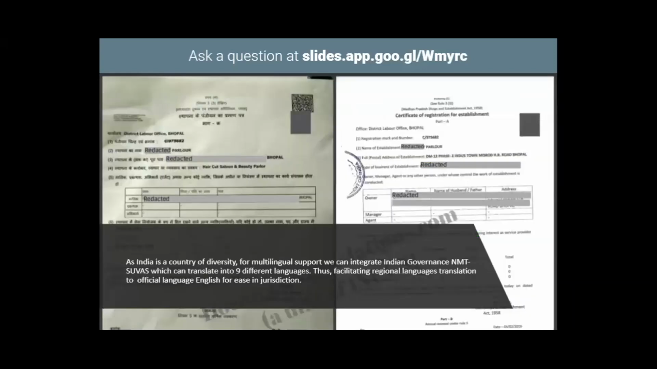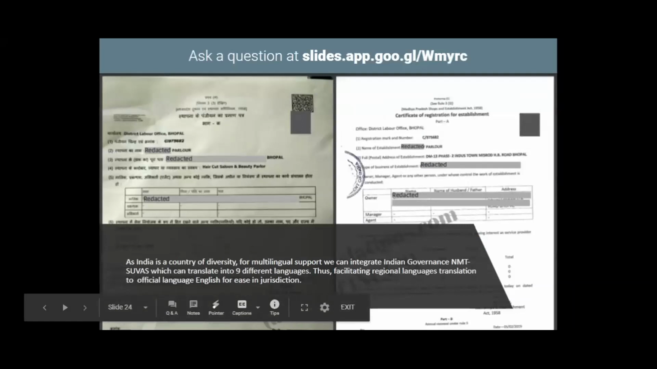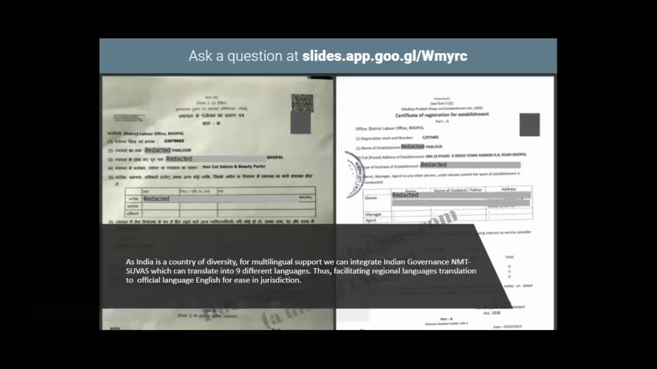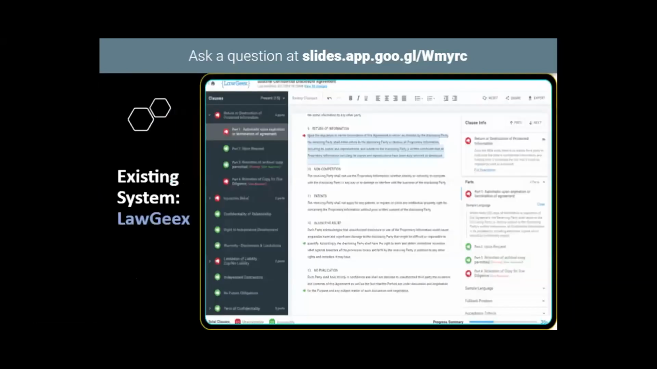Okay, so we are going to integrate this with NMT SUAS, for different vernacular languages, that is already implemented in India as stated by our Chief Justice. Next. LegalXDraft is for document generation.